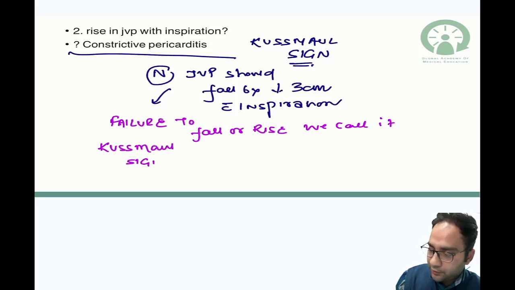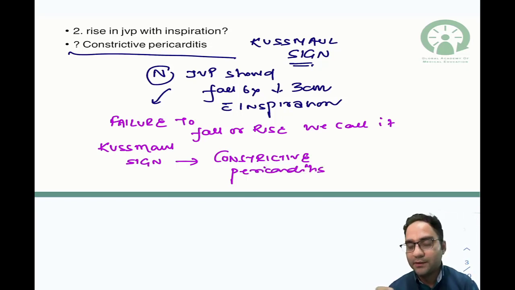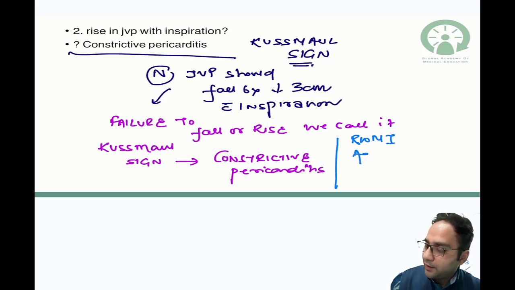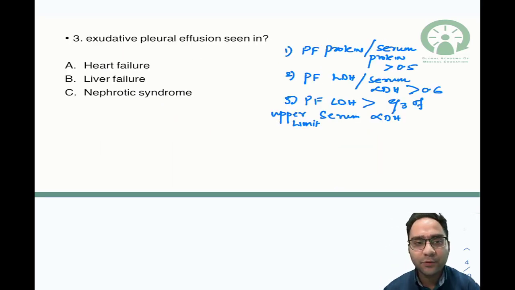Kussmaul sign is classically seen in constrictive pericarditis. Now there can be some other causes also, like right ventricular infarction, advanced LV failure. These can be the other causes of Kussmaul sign. Okay. Moving to the next question.